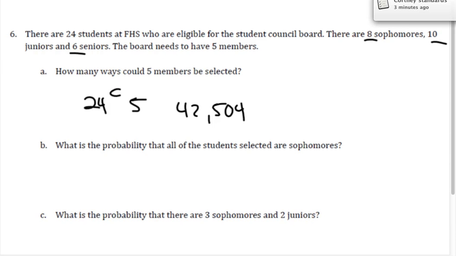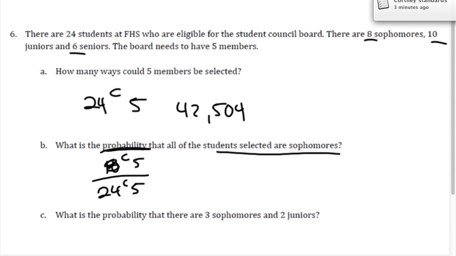So it's 42,504. So what's the probability that all the students selected are sophomores? Well, that means out of the 5 that are selected, you can only get the sophomore class. There's 8 sophomores, and that's going to be out of 24. Choose 5 because it's a probability. So I'm going to take 8 choose 5, and that's going to be 56 out of 42,504. 1 out of 759 chance.